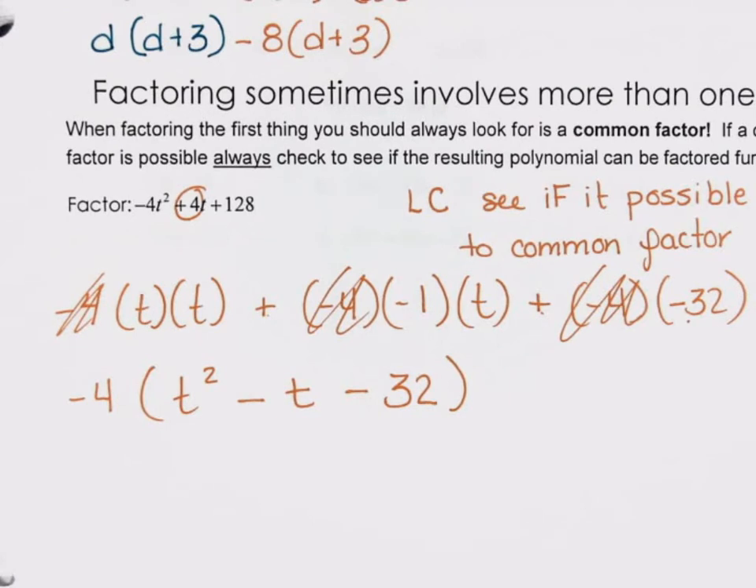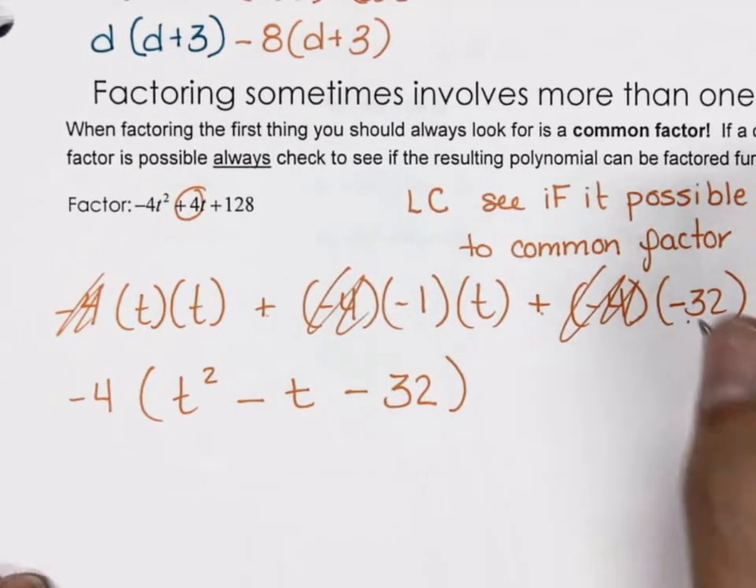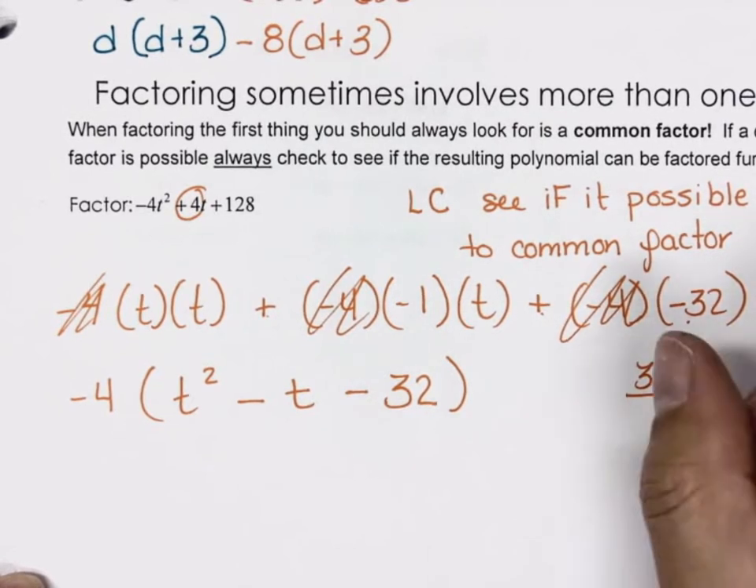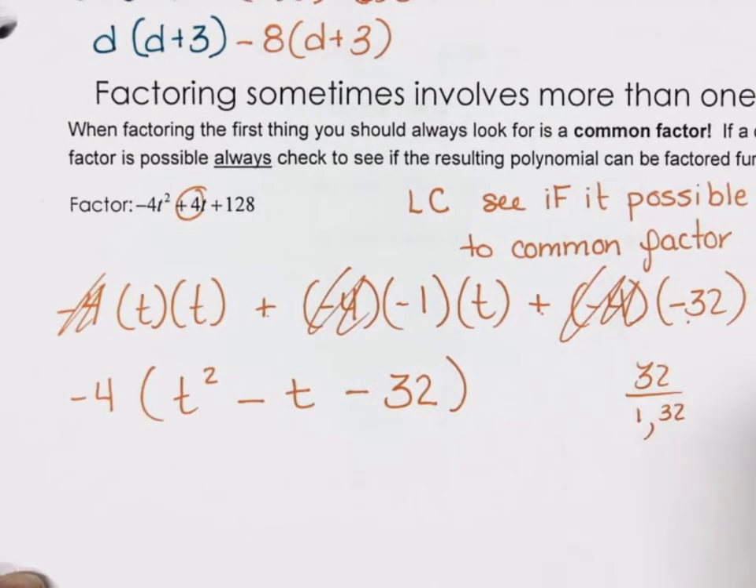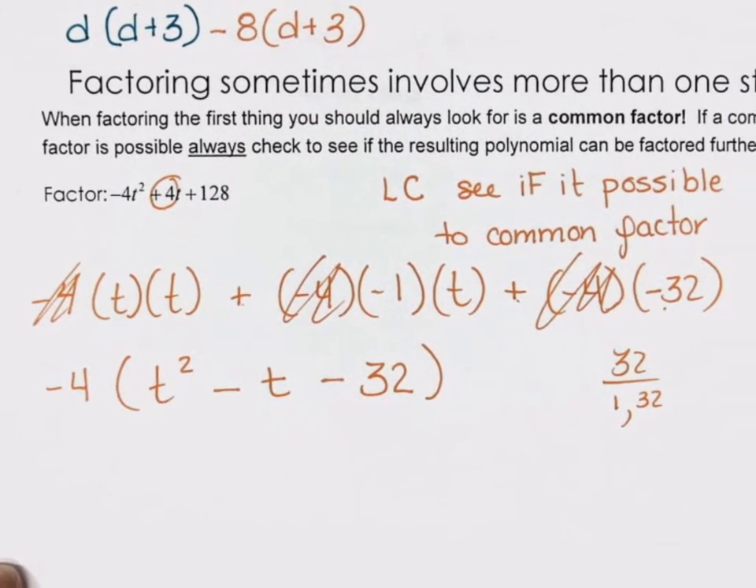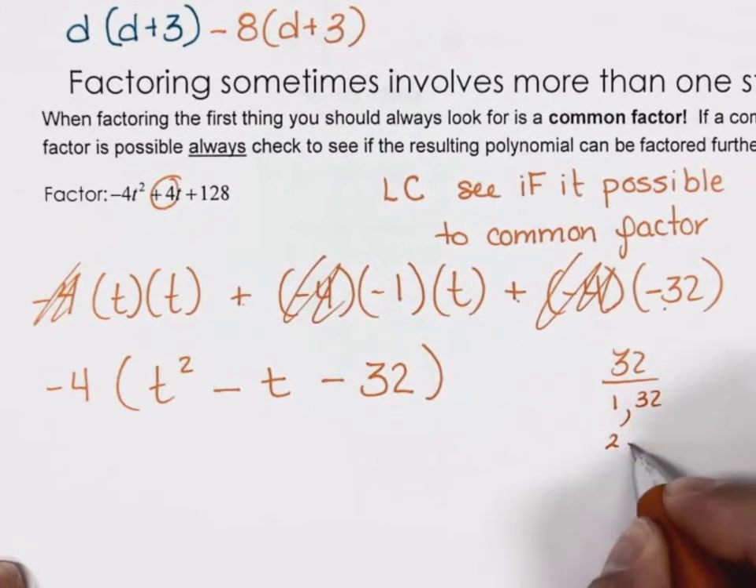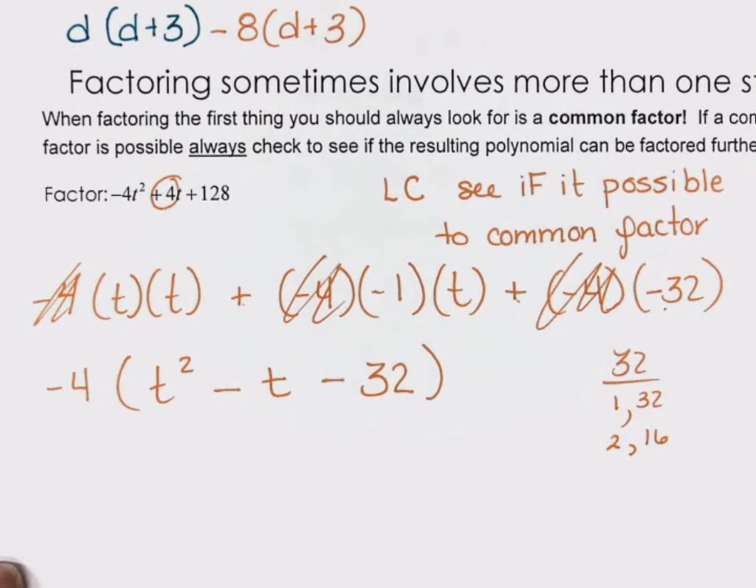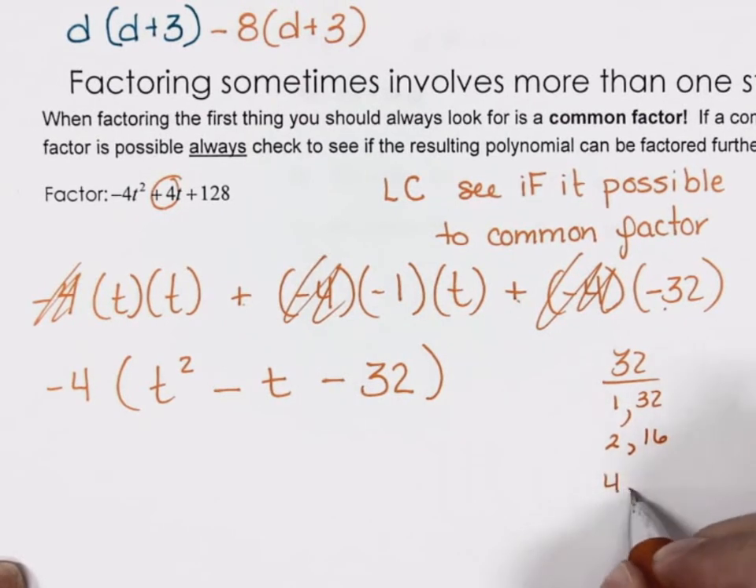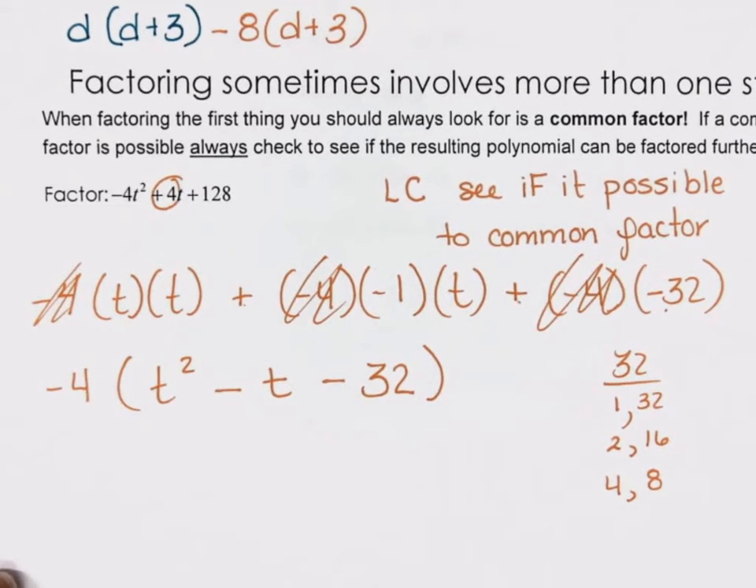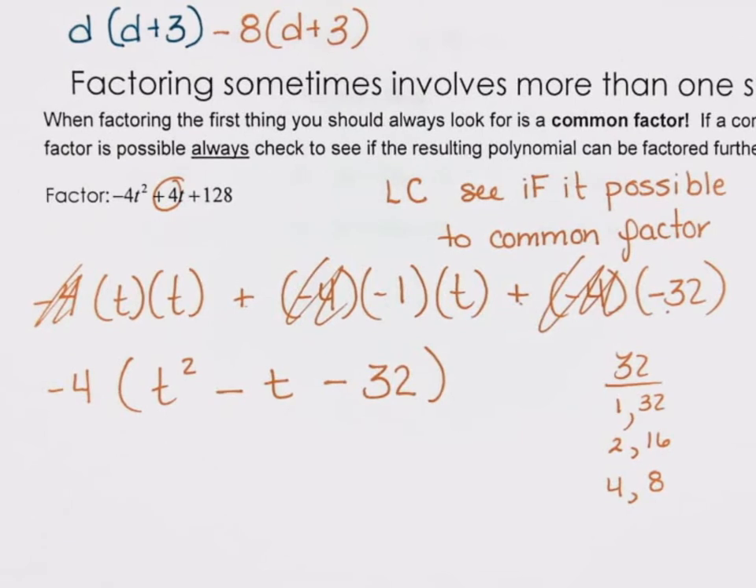Can I go further? Just because you did one type of factoring doesn't mean that you're done. So what are the factors of 32? I'll do the first one: 1 and 32. Anybody get another set? 2 and 16. 4 and 8. Anything else for 32? No, that's it, right? There's no 12s, there's nothing else.